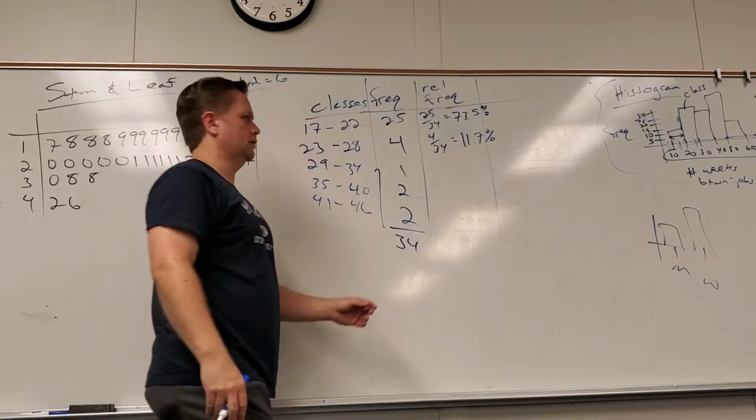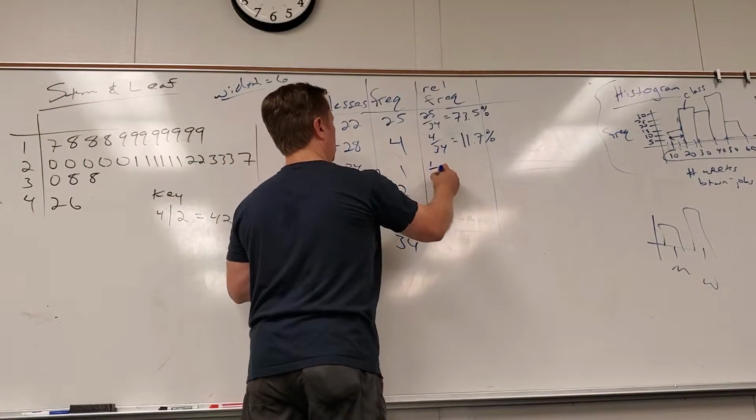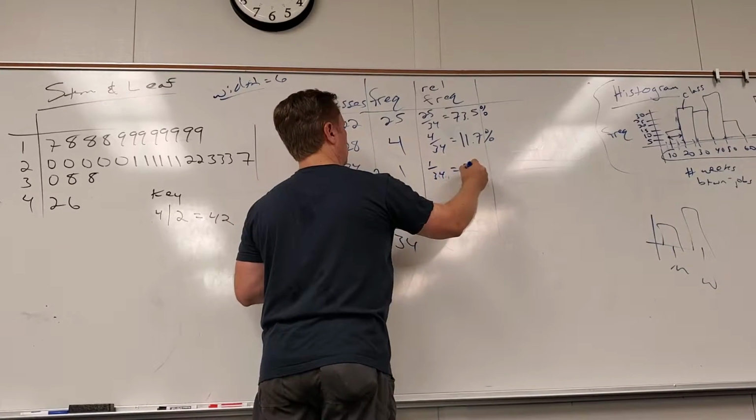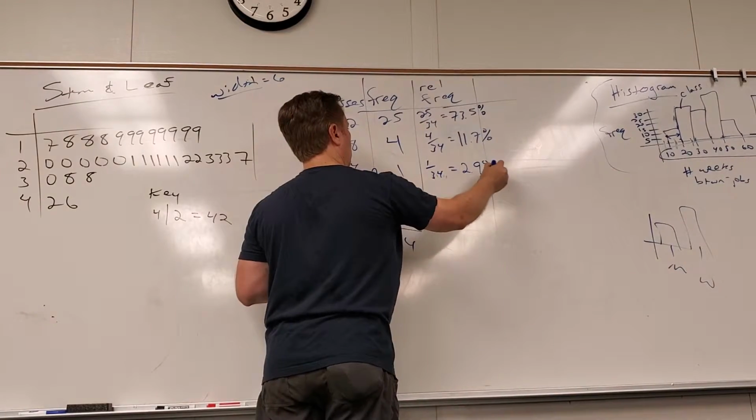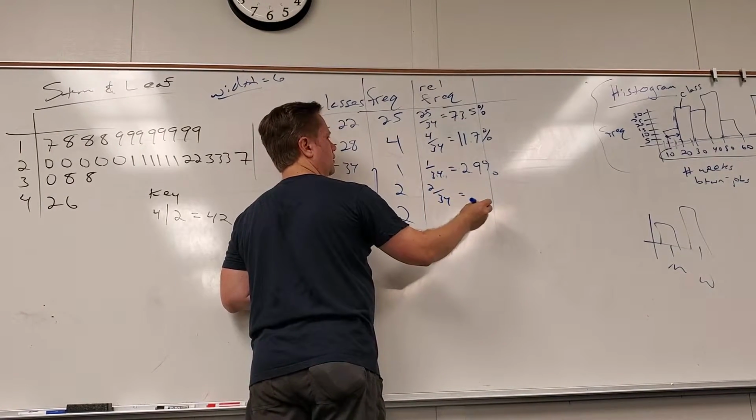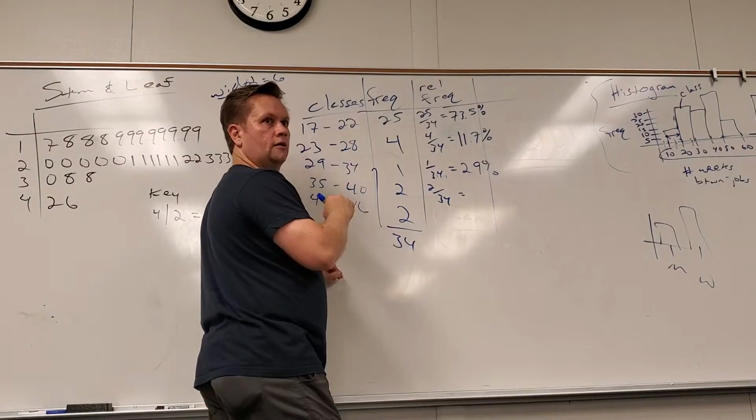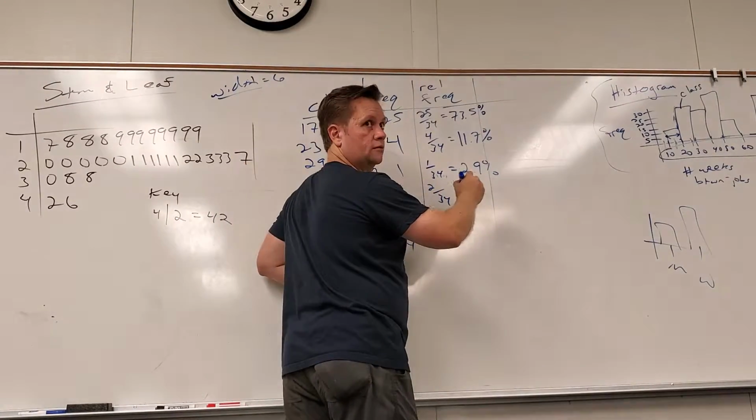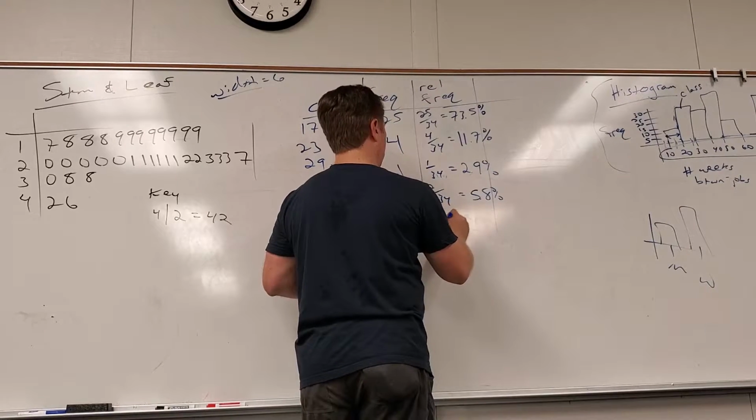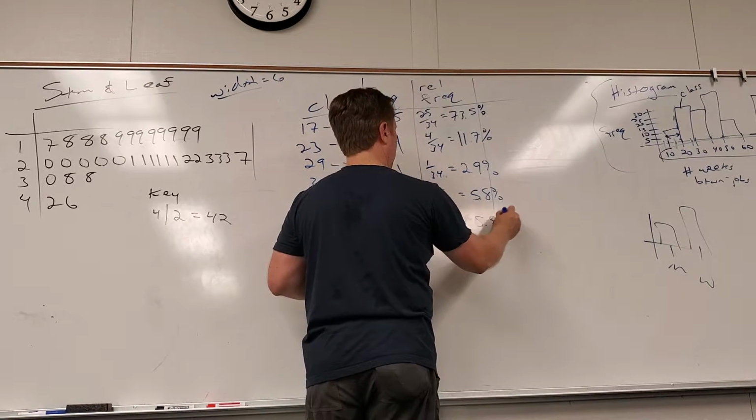Okay. And then 1 out of 34 is like 3%. It's going to be 2 out of 34. Who is it? 5.8? Okay, that makes sense. And then 2 out of 34 is still 5.8.